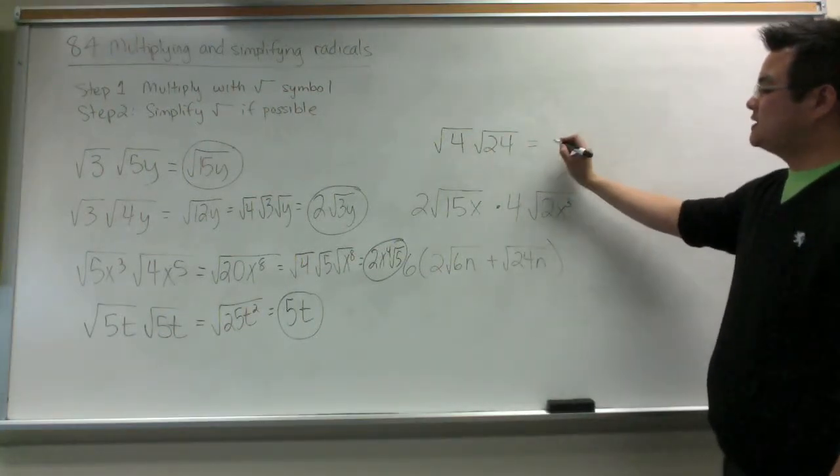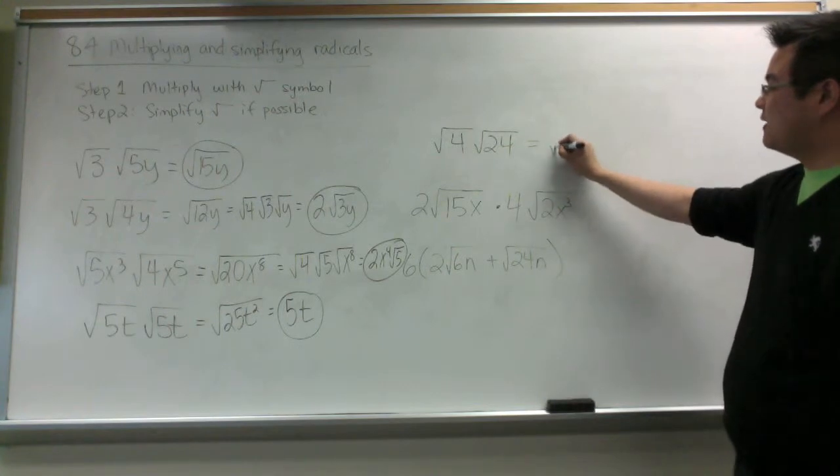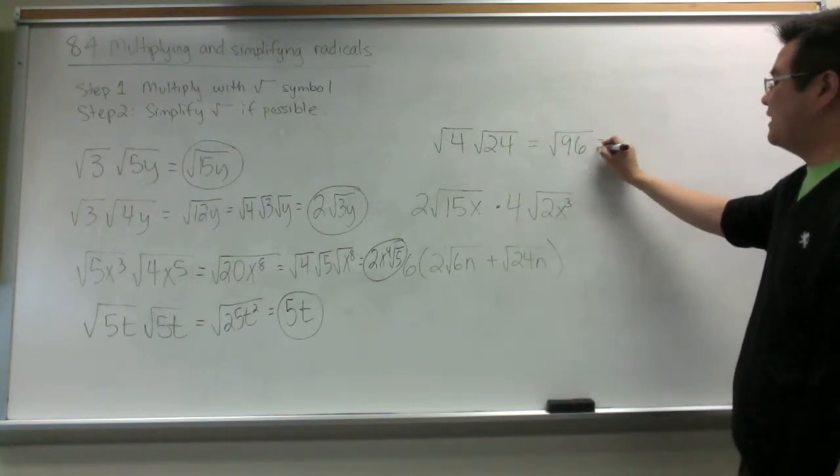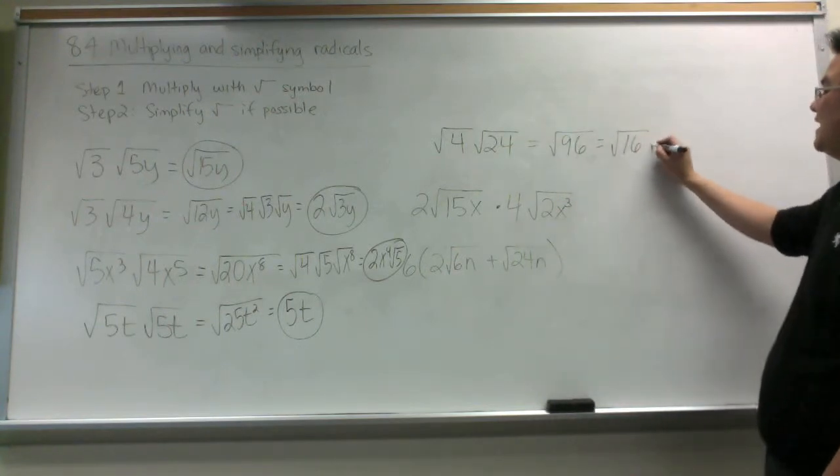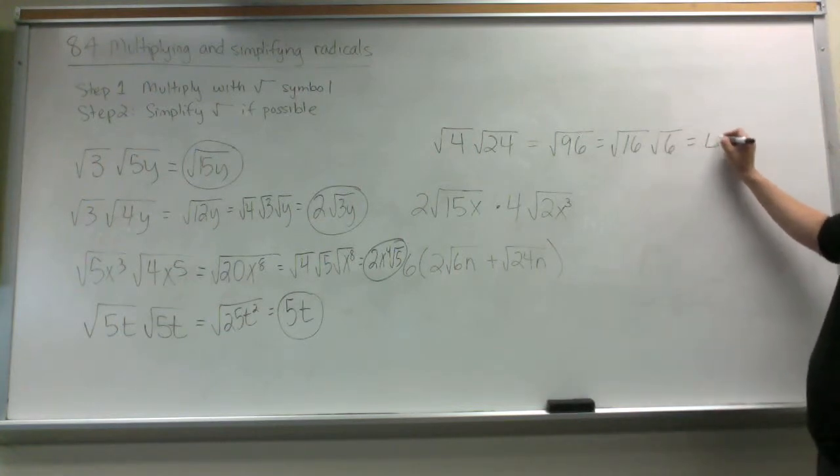In our next example, I'm going to take root 4 times root 24. I get root 96. That can break up into 16 and 6, which is 4 root 6.